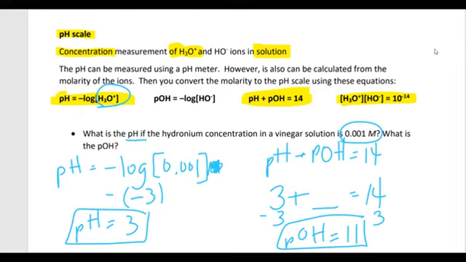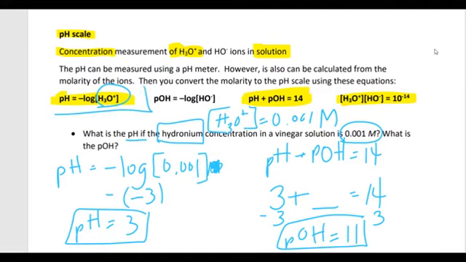So again, we were given the hydronium concentration, so we know our H3O+ concentration was 0.001 molarity. So with that, we were able to use this calculation, the opposite log of 0.001, to get the opposite of -3, a pH of 3, and then to find the pOH, we would plug it into this equation. If we know the pH, we know that pH plus pOH is equal to 14.